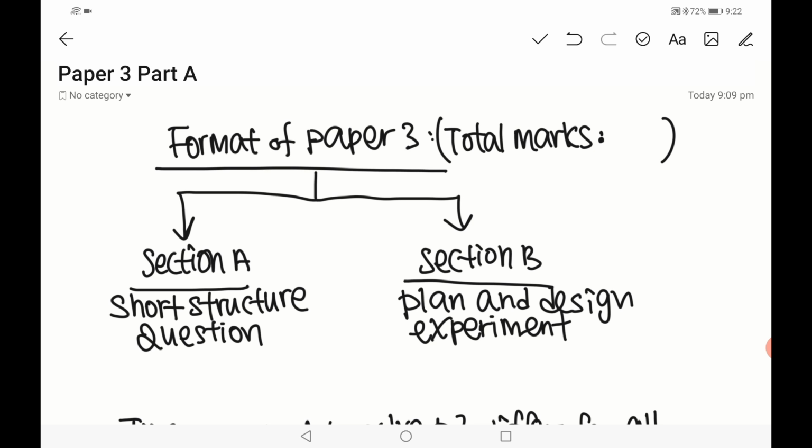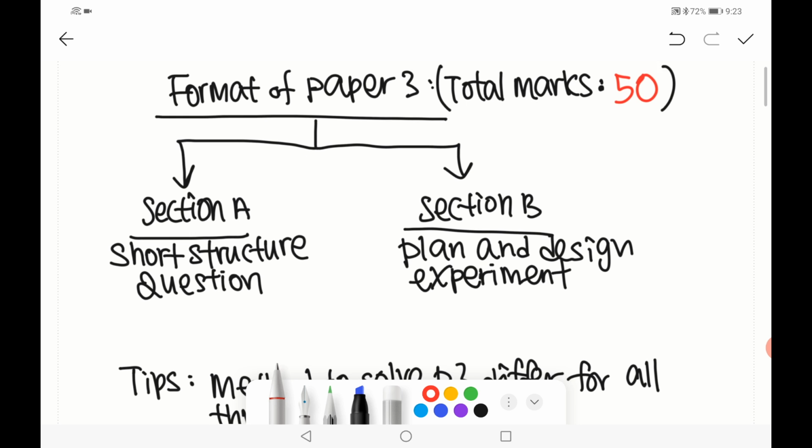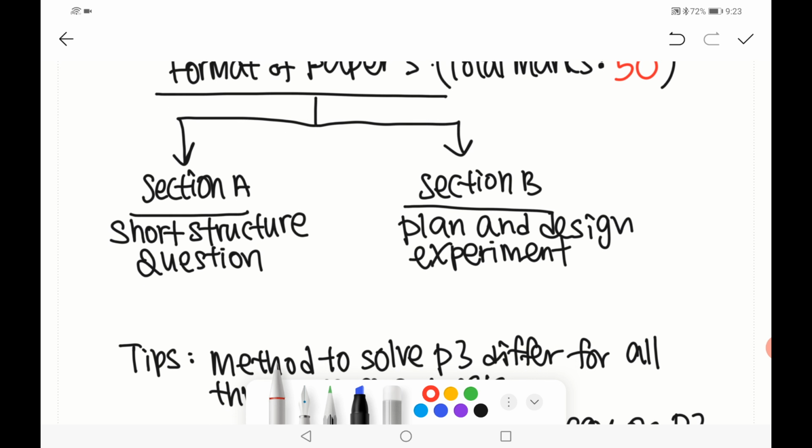Okay, now I'm going to brief you on some rough ideas for paper 3. First of all, I need you to know the format. In paper 3, the total marks that we have is 50. Paper 3 can be separated into two sections, section A and section B. Section A, we call it short structured questions, and the total is 33 marks. Meanwhile, section B is planning and design experiment, which is 17 marks.